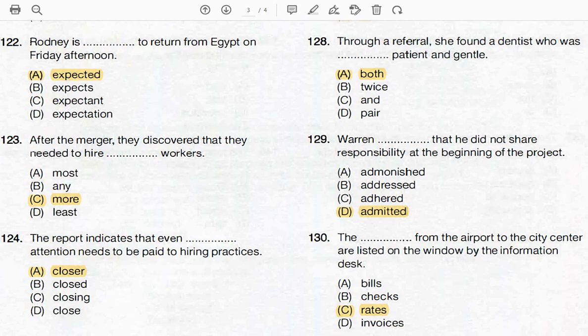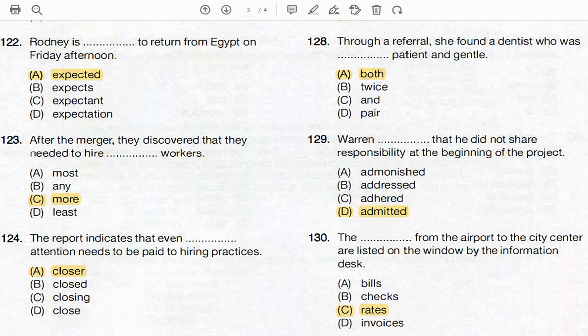Next, after the merger, they discovered that they needed to hire more workers. How is that? Because more completes the comparative. They needed to hire more workers than they had before the merger. A option, most, is used in the superlative form. B option, any, as you know, is not meaningful in this sentence and is used with negatives and questions. And D option, least, also indicates superlative.